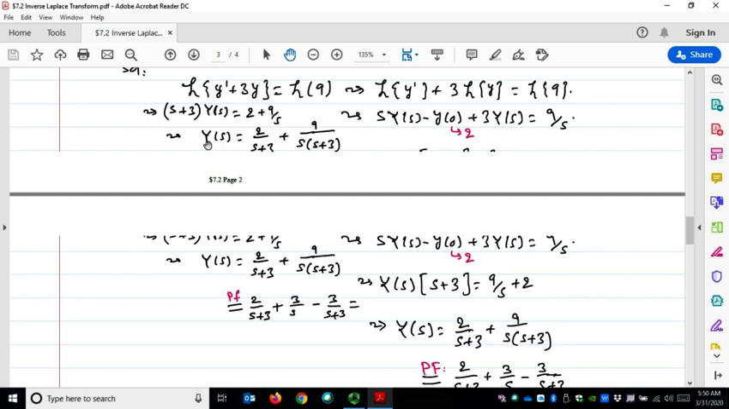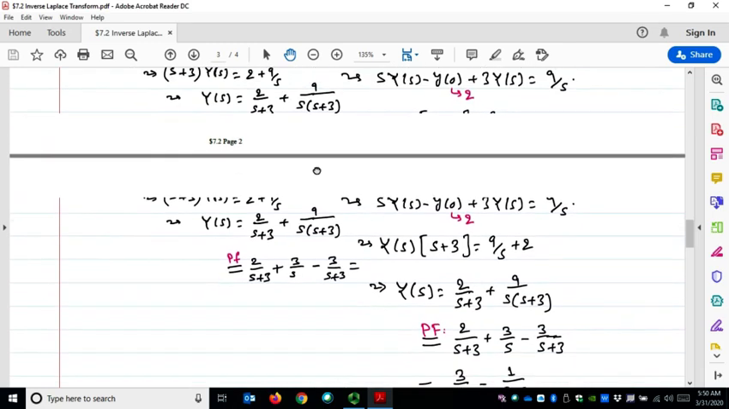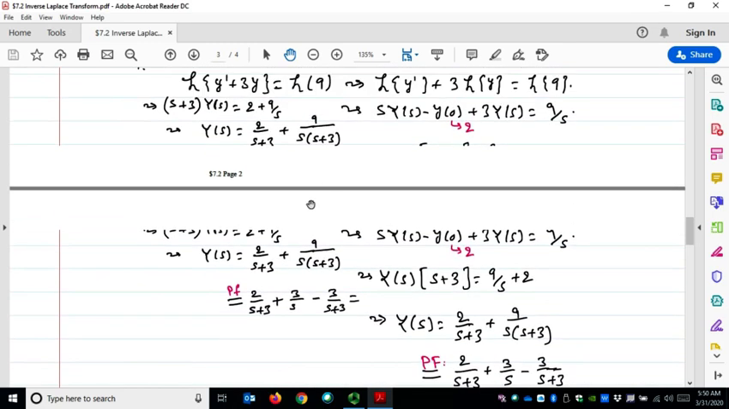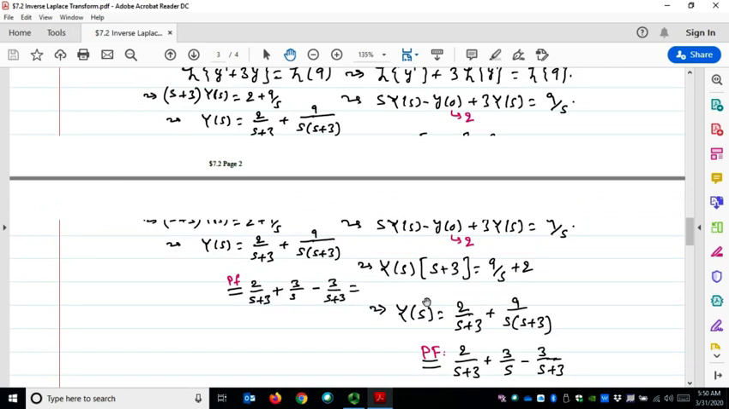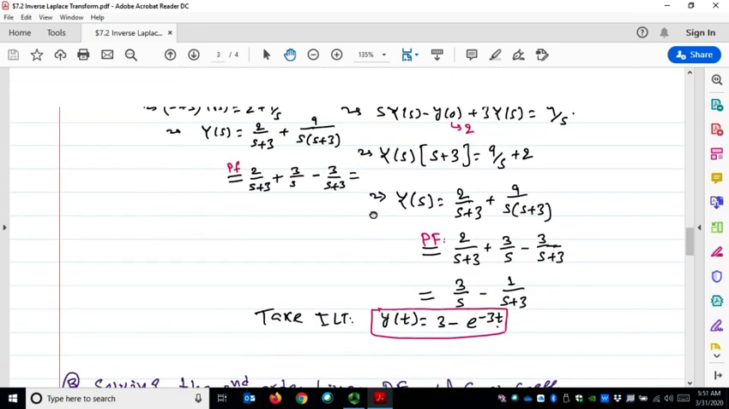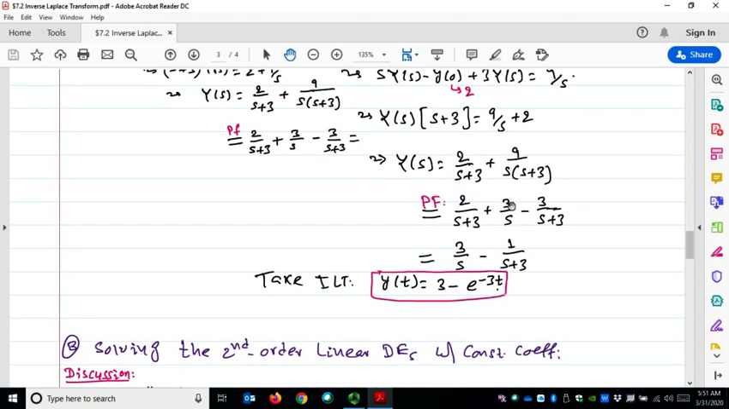And then in the next step, let's divide both sides by this s plus 3. So we divide in this line, Y of s equals 2 over s plus 3, plus 9 over s times s plus 3. Okay, so now use the partial fraction technique for these fractions.